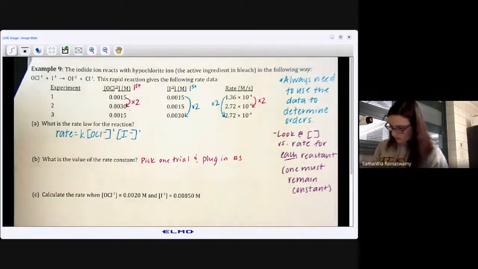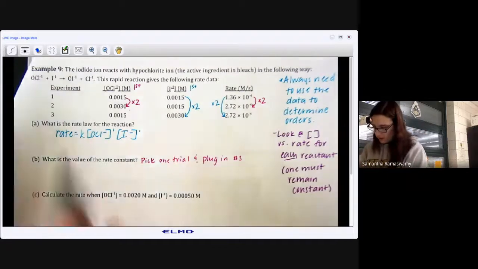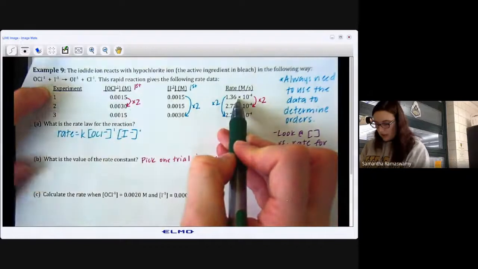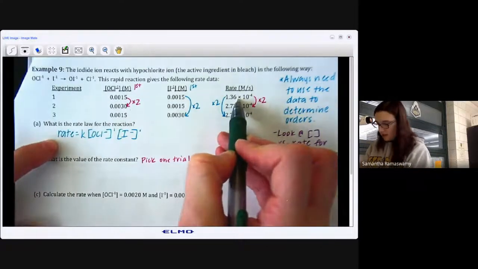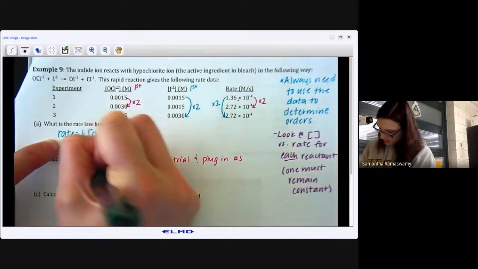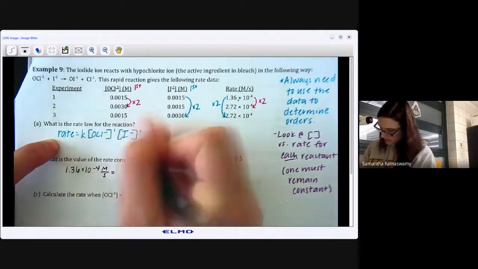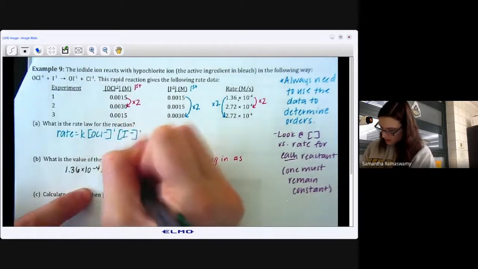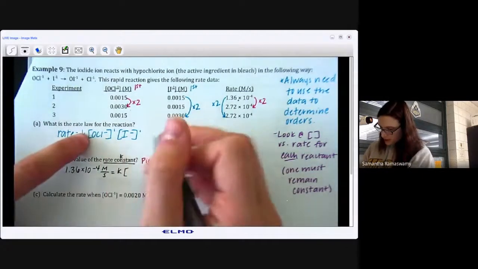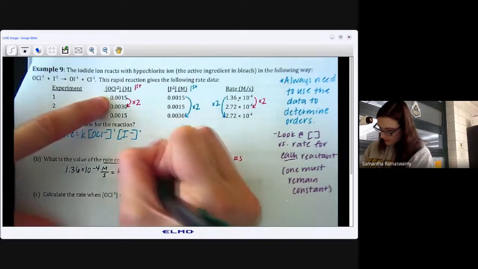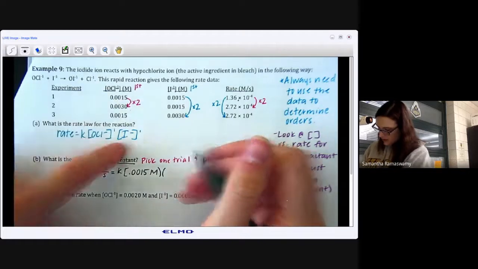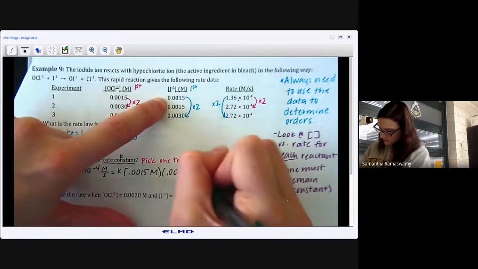So I'm just going to pick experiment 1, it's the first one. So rate is over here. Remember, I'm using this rate law. Rate equals K times the concentration of each. So rate, 1.36 times 10 to the negative 4th molar per second. Rate constant, that's what I'm solving for. I'm solving for K. Times the concentration of OCl minus. So remember, I'm using experiment 1. Times the concentration of I minus.